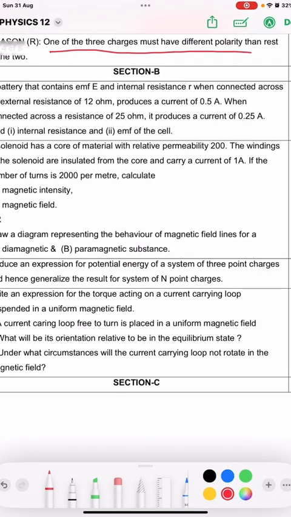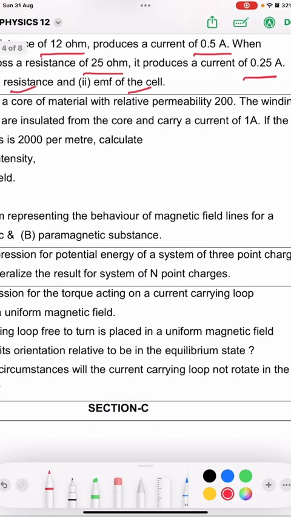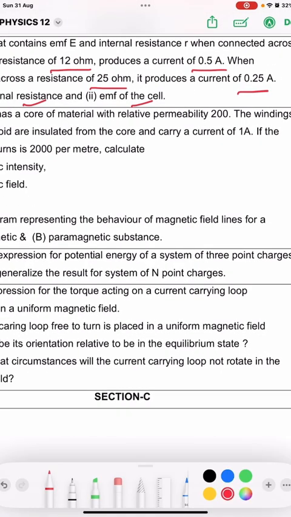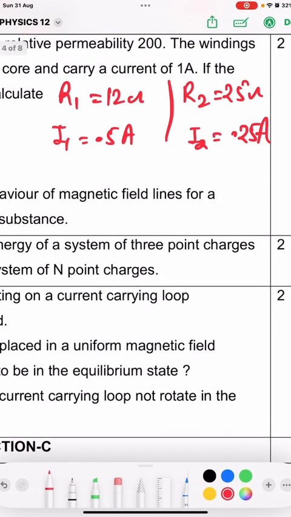So a battery that contains EMF E and internal resistance R, when connected across 12 ohm, gets this much current, and when 25 ohm, then this much current. We have to find out the internal resistance and EMF of the cell. So you can write down the condition as, in first case resistance is how much? 12 ohm. And in second case resistance is 25 ohm. In first case current is 0.5 ampere. In second case current is 0.25 ampere. So you can use the formula of current.